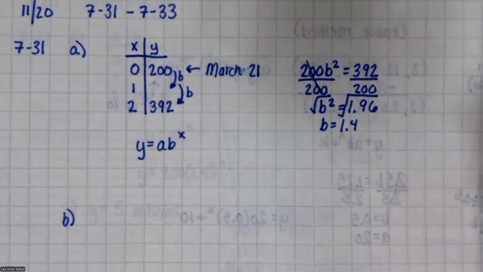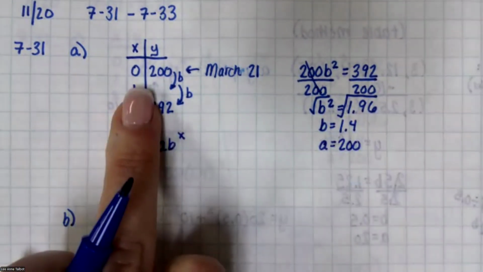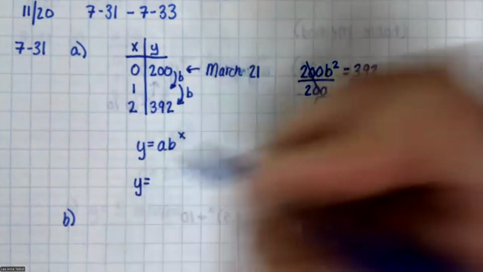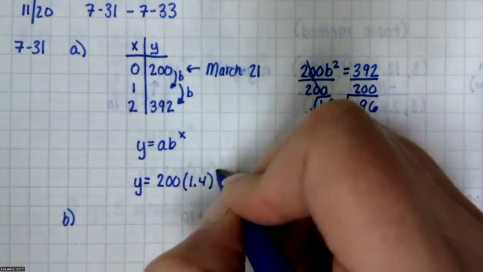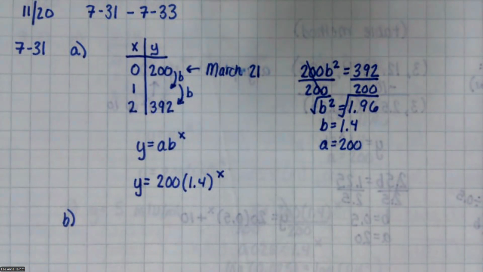Does anybody know what a is in this problem? Nice. a is 200, which is the y-intercept or the start. So my final answer is y equals 200 times 1.4 to the x. Okay, did that clear that up for you? How to find the exponential between 2 points? Excellent.